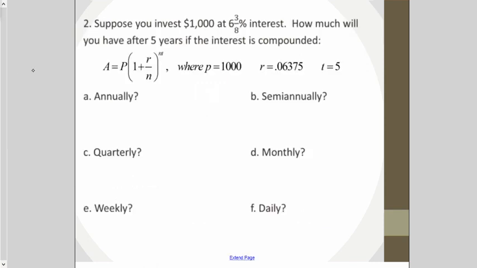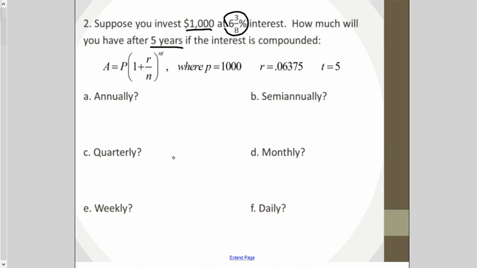All right, next we have another problem, and this is just to show you how things change with different numbers of compoundings. Now, we've already done annually, so that one's kind of boring. Let's go to quarterly. Suppose you invest $1,000 at 6 3/8% interest. Now, that's a little tricky. I'll show you here in just a second how you can do that pretty easily. How much will you have after 5 years' time?